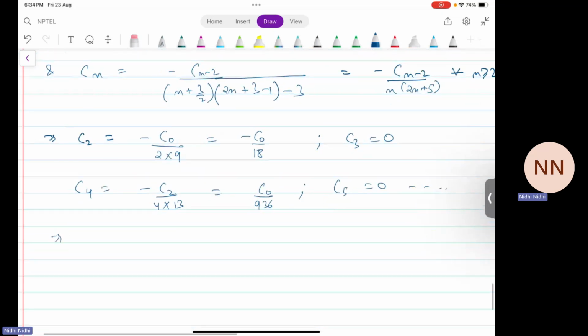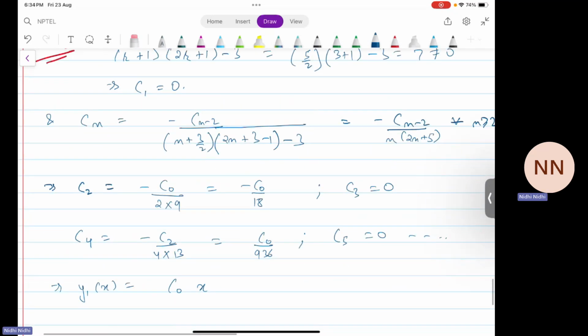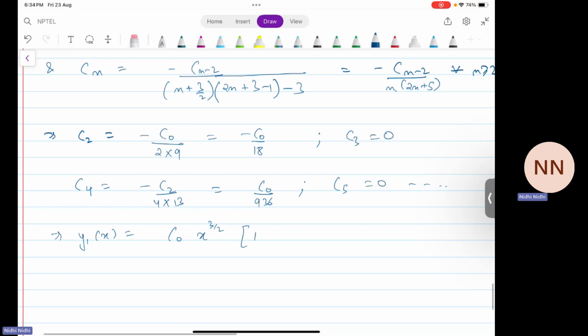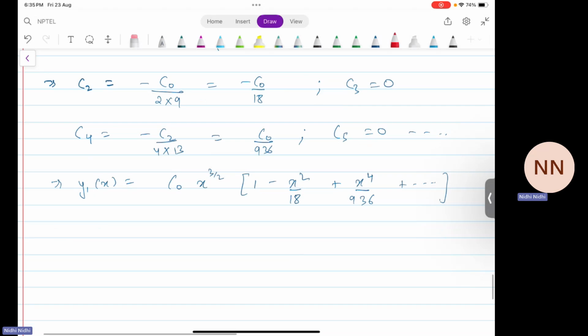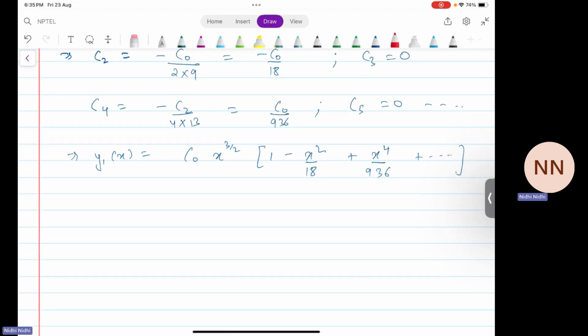So we'll get y1(x) is equal to c naught x to the power r, which is 3 by 2, times 1 plus 0 plus c2 times x square, which is minus x square by 18, plus 0 plus c4 times x to the power 4, so that would be x to the power 4 by 936 and so on. Similarly, we'll see what happens for the case r equals minus 1.